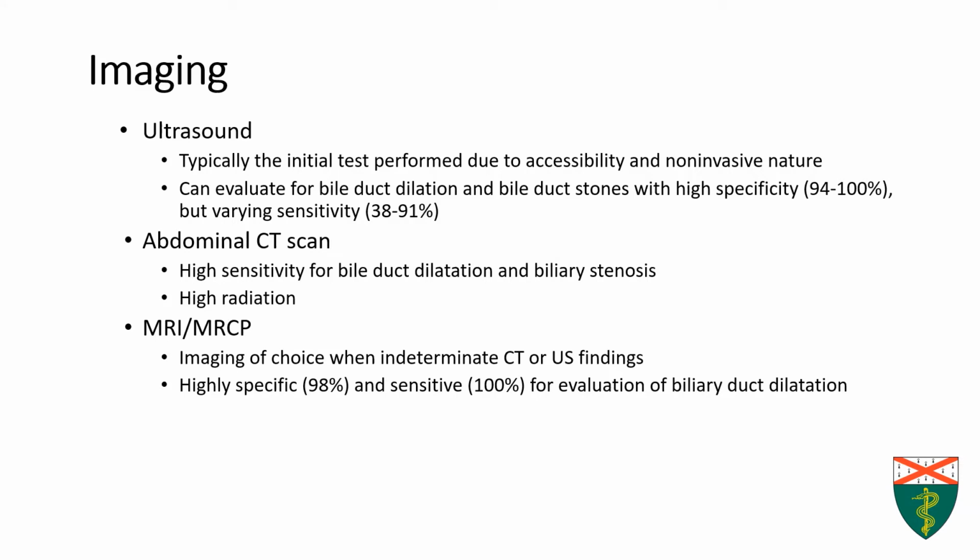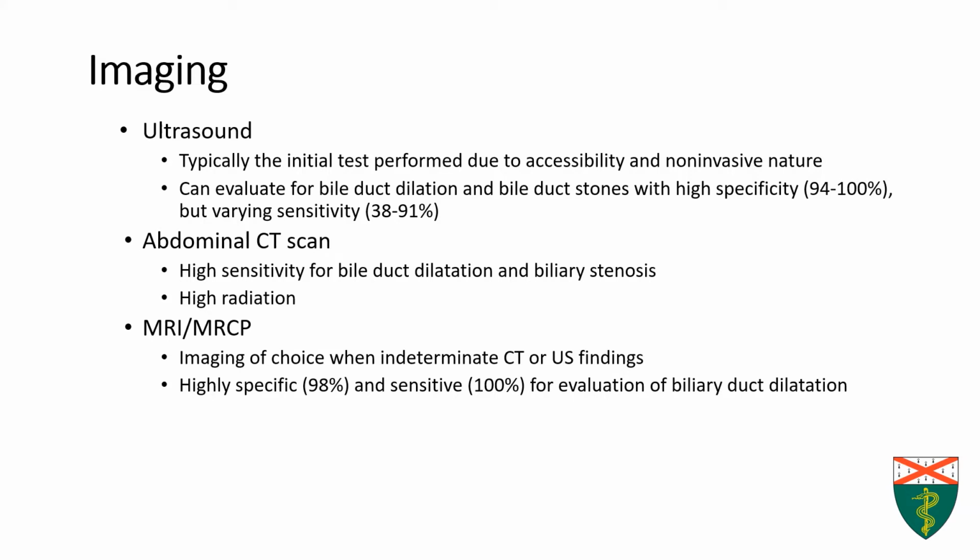In one meta-analysis, abdominal ultrasound has a sensitivity of 42% and a specificity of 96% for detecting a dilated common bile duct, and a sensitivity of 38% and specificity of 100% for detecting bile duct stones. Of note, ultrasound is a poor choice of imaging for patients of larger body habitus.